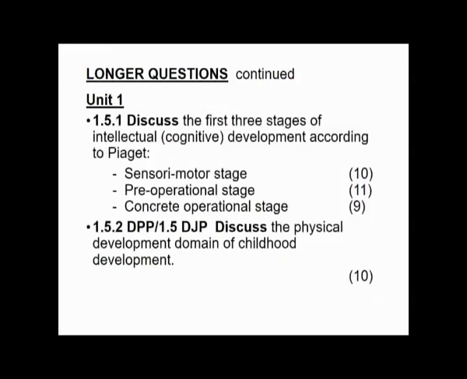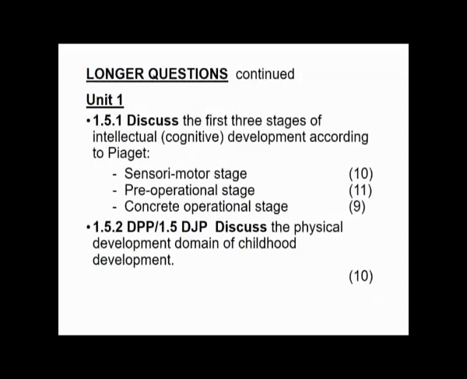Also in Unit 1, discuss the first 3 stages of intellectual, that's cognitive. Remember, intellectual means cognitive, development according to Piaget. Now, the 3 stages according to Piaget are the sensory motor stage, the pre-operational stage, and the concrete operational stage. You will find them in your study guide. Make notes and discuss it.